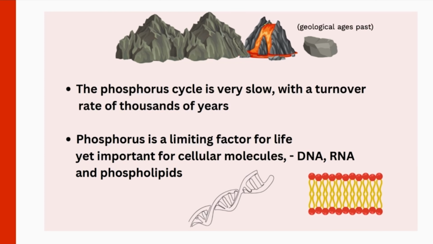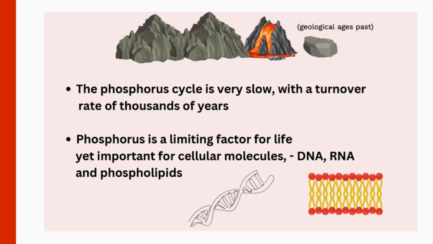Phosphorus, unlike other nutrients such as carbon and nitrogen, is not very present in the atmosphere and is contained in the rocks and sediments of the Earth's crust from geological ages past. The phosphorus cycle is very slow, and phosphorus can have a turnover rate of thousands of years. Phosphorus, along with nitrogen, is a limiting factor for life because of this turnover rate and because it is largely unavailable in an insoluble, occluded form.